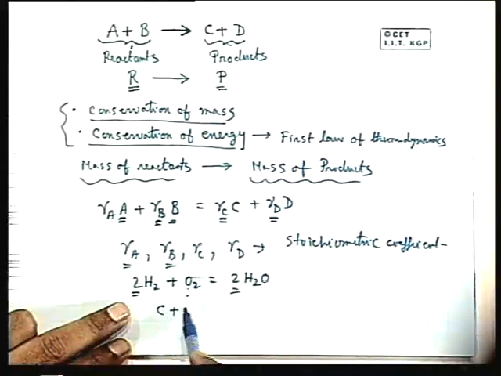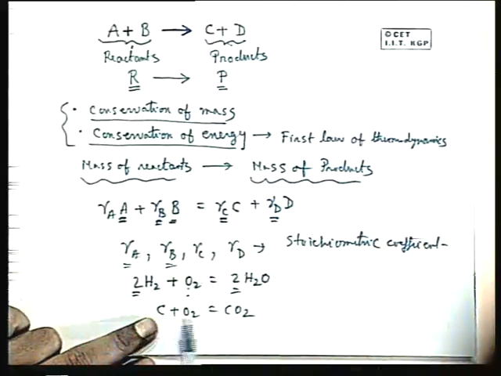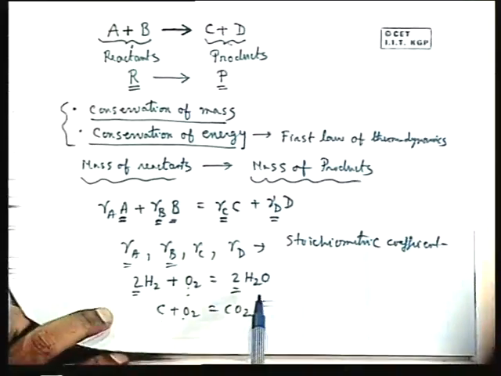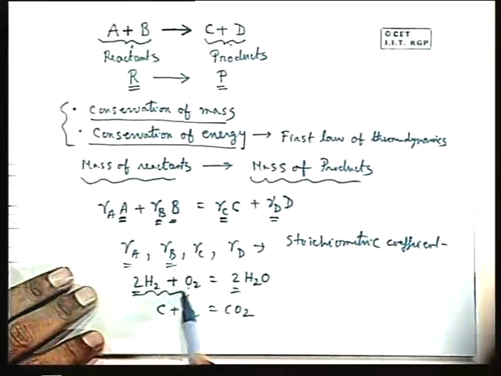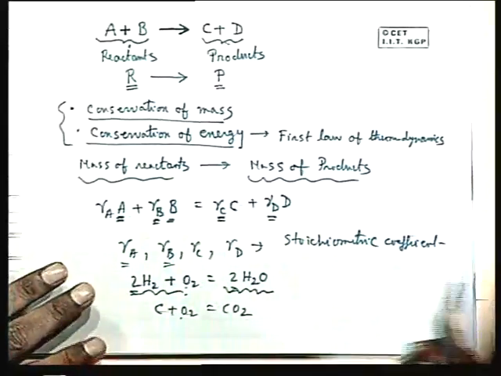Similarly, C plus O2 gives CO2. Here all stoichiometric coefficients are 1 for reactants and products, 1 mole and 1 mole, and this gives the mass balance. Yes, the mass of the reactants equals the mass of the products. These are all very primary level things.